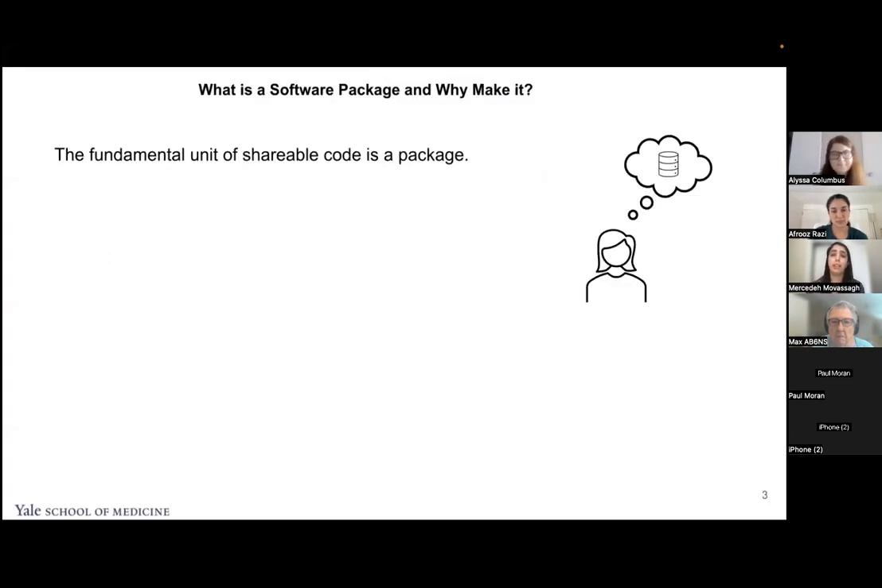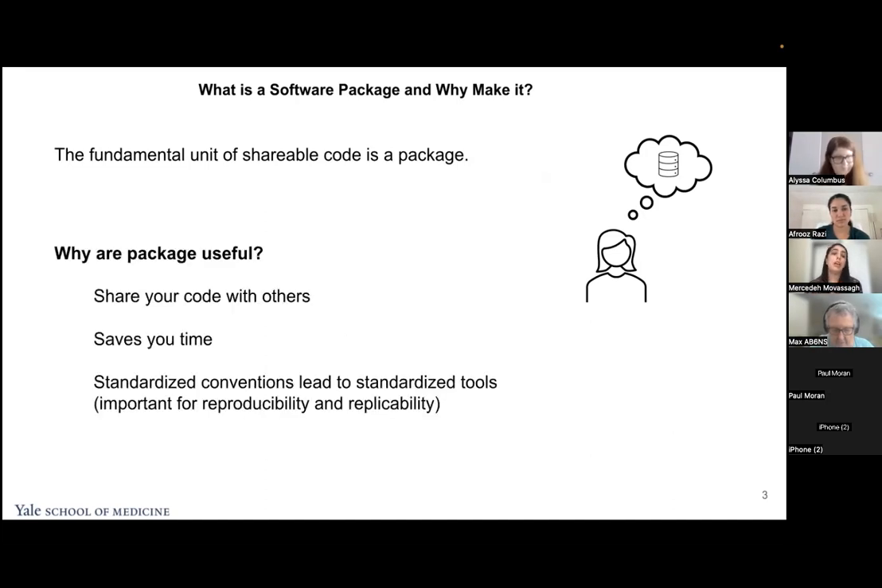So really, what is an R package? Why do we need a package? A package is a fundamental unit for shareable code. Basically, it's like a bundle of R code with some data, test sets, and documentation. And why would you need a package? The main thing that you're going to do if you create an R package is to be able to share your code with others. And that is very important. It saves you a lot of time. And most importantly, you're going to have standardized conventions for programming and code that will lead to standardized tools.